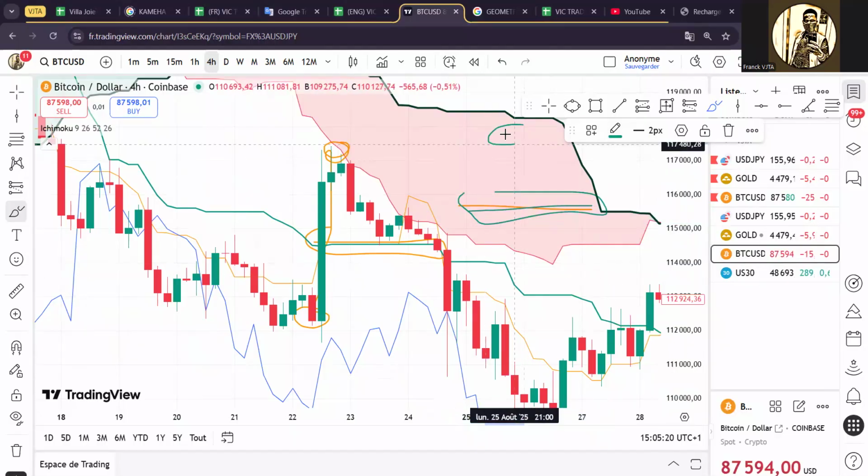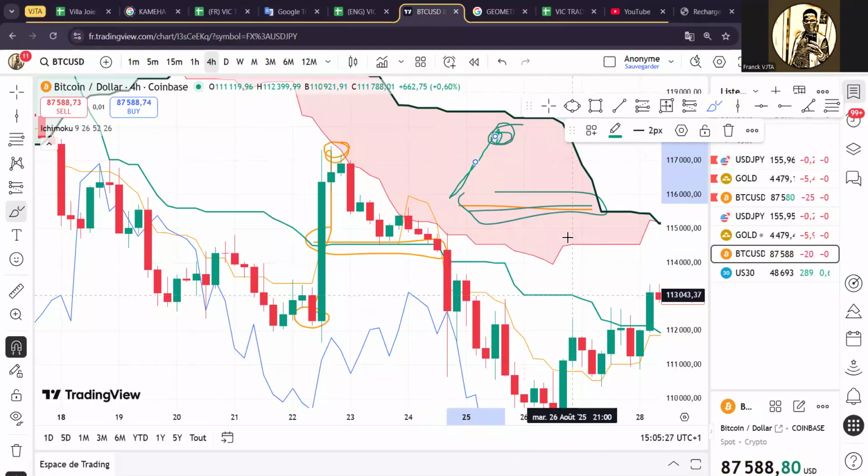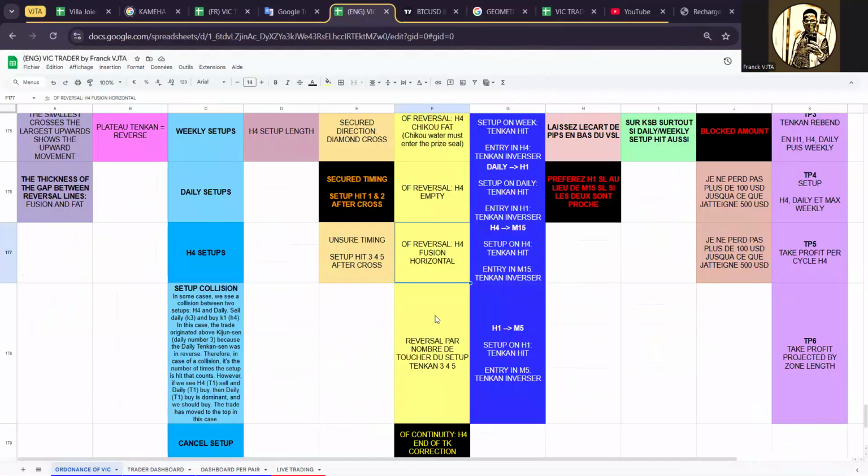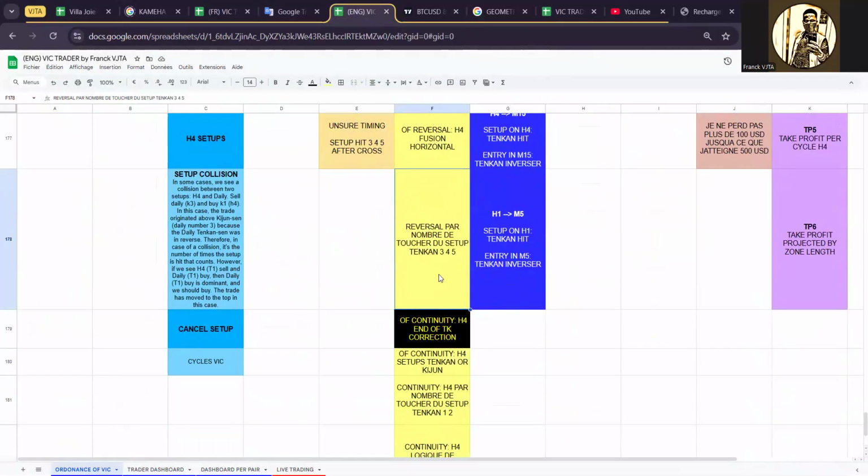When candles are above here, the candle cannot move. If Kijun and Tenkan remain in fusion horizontally, I didn't say inclined, I said horizontally, the candles are forced to go down to reverse themselves. That's also a speed of reversal. We saw it. I showed you it previously.